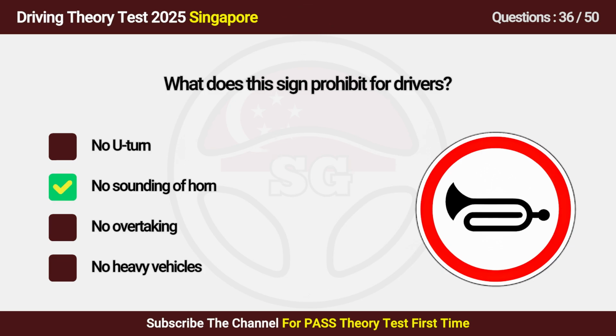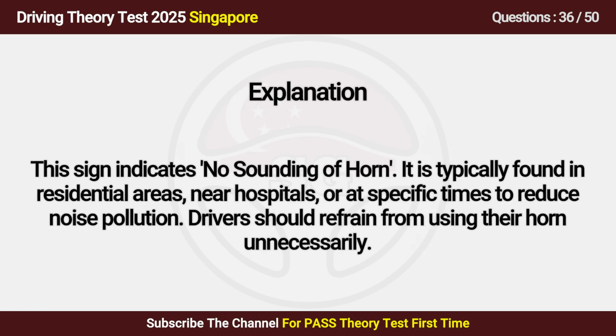Answer is B. No sounding of horn. This sign indicates no sounding of horn. It is typically found in residential areas, near hospitals, or at specific times to reduce noise pollution. Drivers should refrain from using their horn unnecessarily.